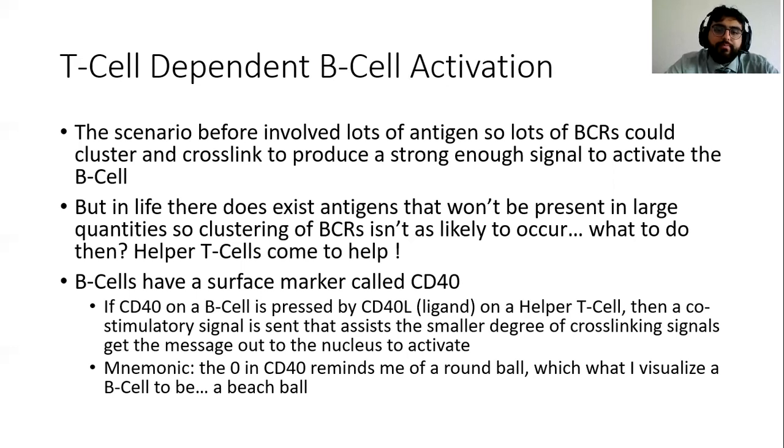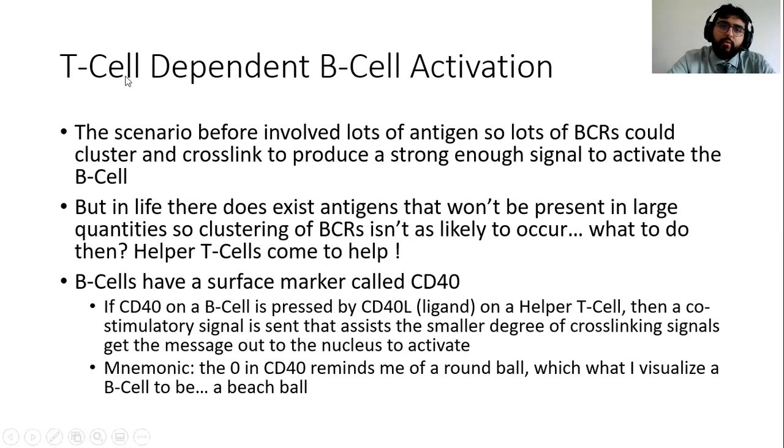So again, the T cell independent B cell activation can occur if there's a lot of antigen, right? But in some cases, there won't be a lot of antigen present. So the antigen could be a red flag for something quite dangerous, so activation could still be necessary. So what does the B cell do? Stomp its feet and say, no, I demand a lot of antigen? No, it doesn't. It becomes a little more flexible. It has mechanisms in place to ensure that even if there's not a lot of antigen present, it can still activate. And this is through T cell help.